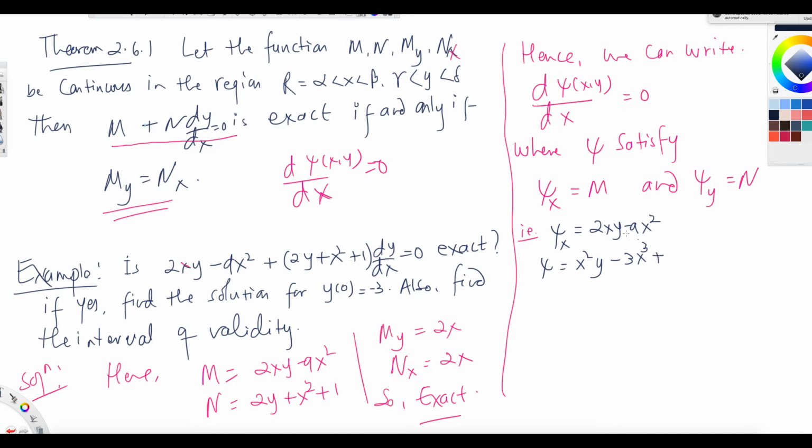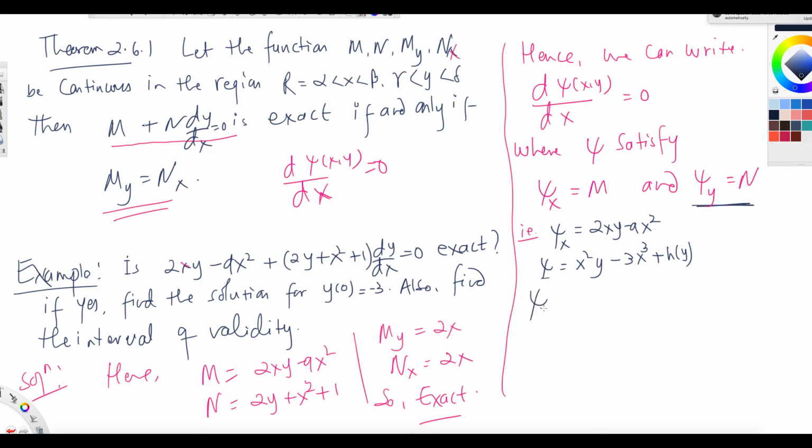And then plus a constant, but that constant can be a function of y, because we are integrating psi with respect to x. When you integrate with respect to x, y is considered a constant. So when you integrate any function, you write a constant at the end. That constant can be a number, or a function of y, because y is also considered a constant. Now we want to use this psi to find psi y equals N.